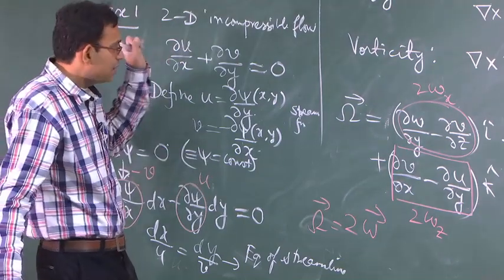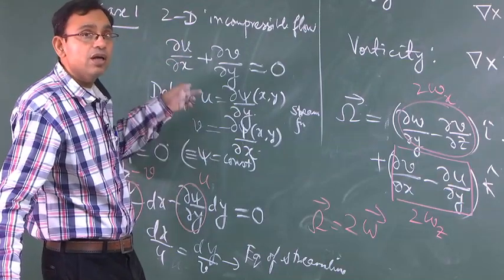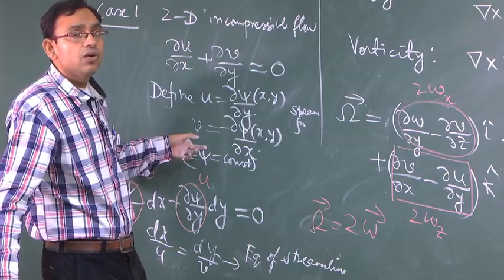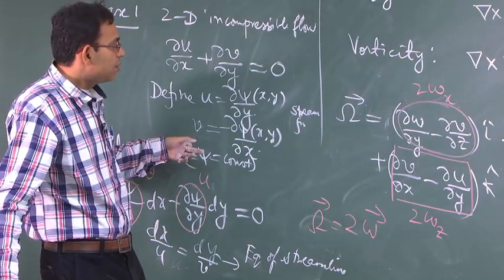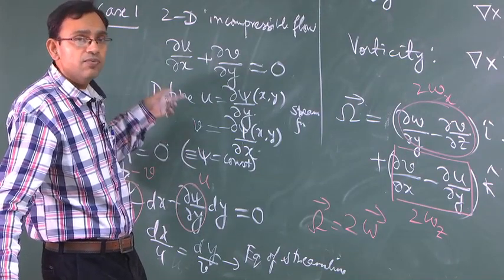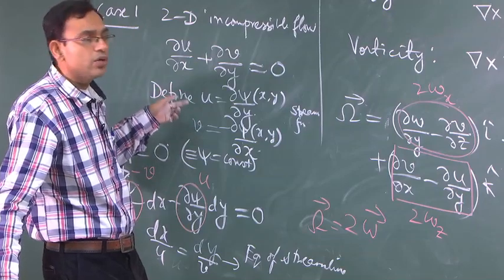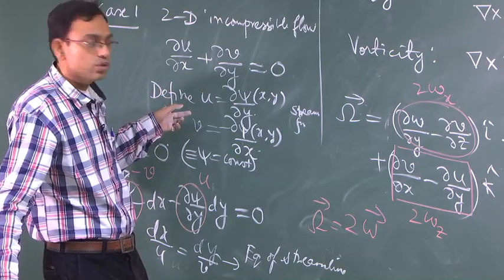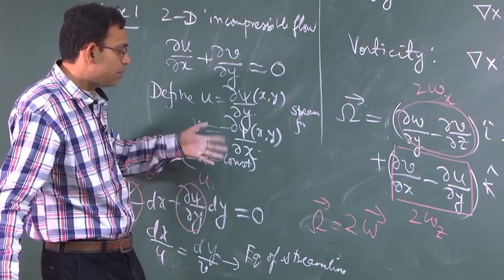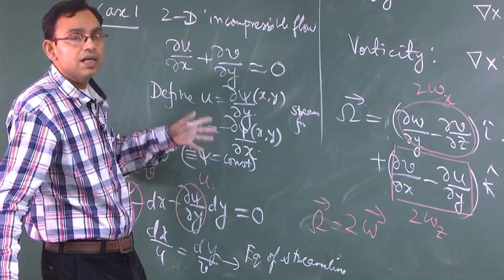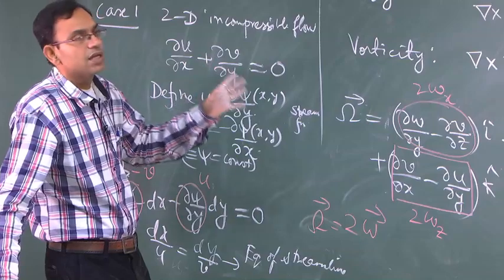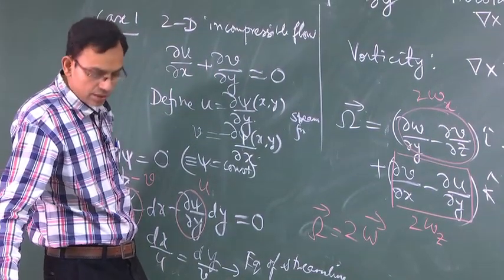But you have to remember one thing, this analogy is there only for two dimensional incompressible flow. For all types of flows you will have streamlines, but for all types of flows you do not have the stream function defined. Stream function is defined only for two dimensional incompressible flow. So, only for such cases you will have this analogy between stream function and streamline, that is, the constant stream function represents a streamline.